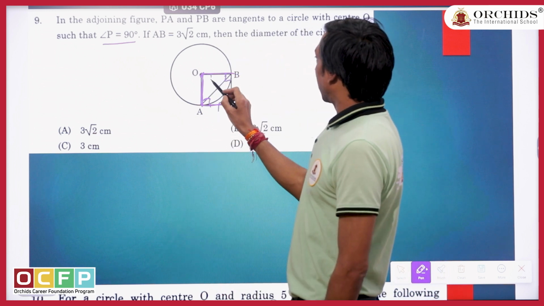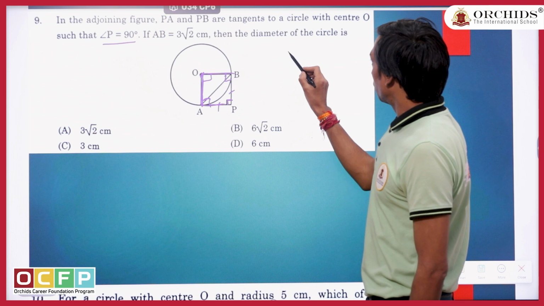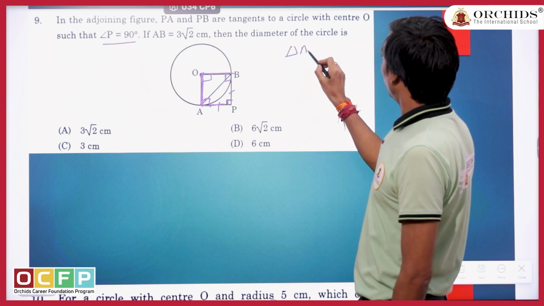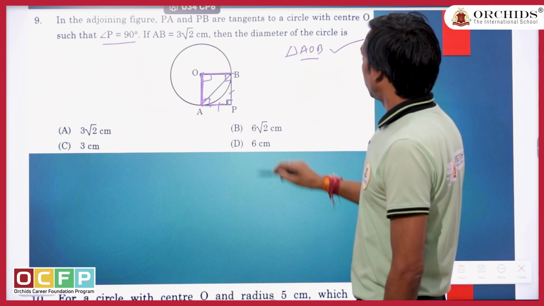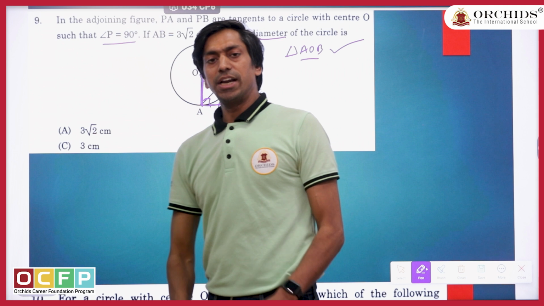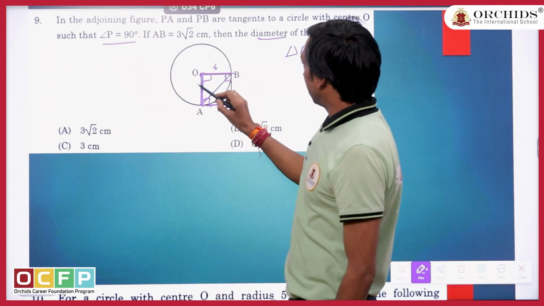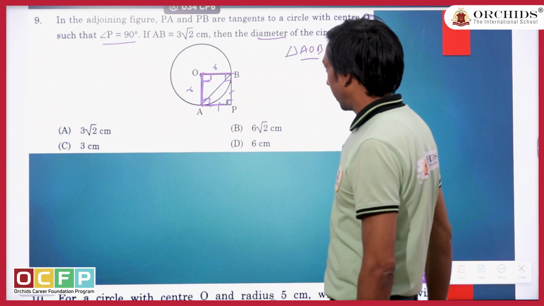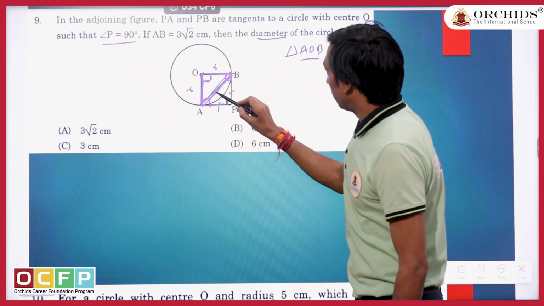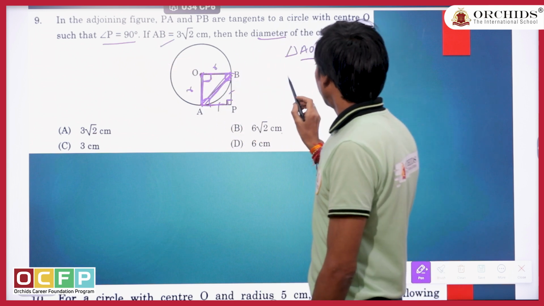Then obviously the remaining angle will also be 90 degrees. So now we'll use the right angle triangle AOB to find the required result. We are interested in the diameter, and in order to find the diameter we first have to find the radius. We know this is the radius, and this is the right angle triangle, and the diameter is AB, which is already given in the question. What is that? 3 root 2.